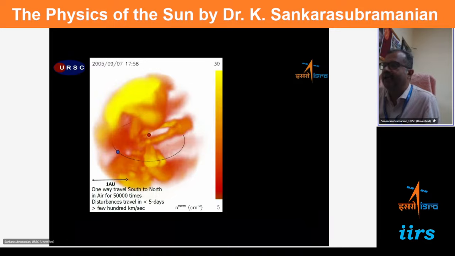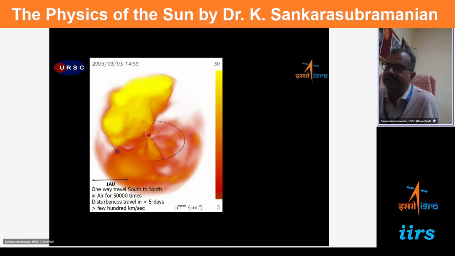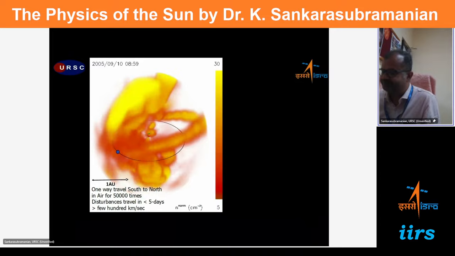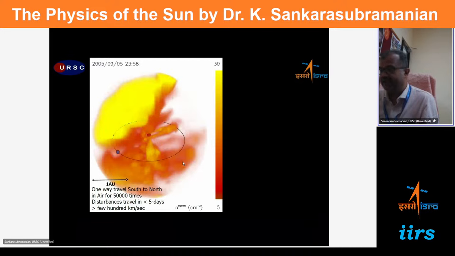And by measuring the scintillation index, we can calculate what kind of disturbances are going through. By looking at hundreds of stars spread across three-dimensional space, this movie is generated from those disturbances. And you can see that the disturbances travel from the sun to the Earth in less than 5 days, with a velocity of greater than 200 kilometers per second.